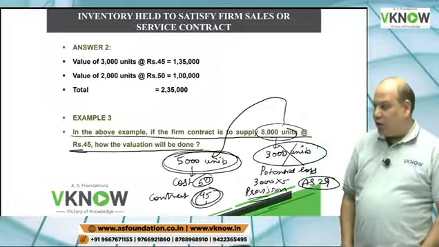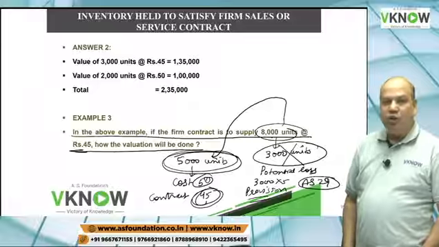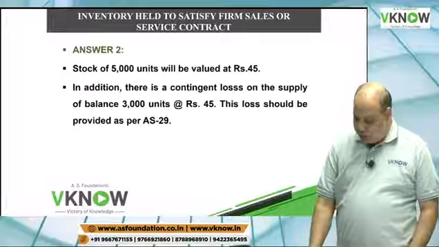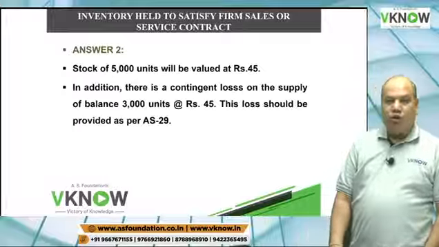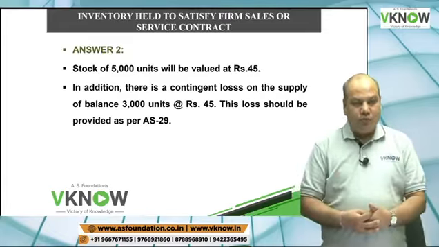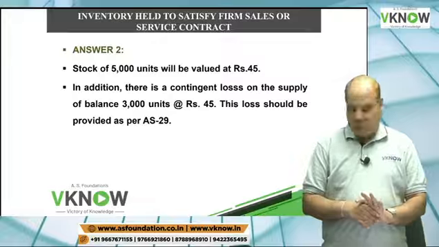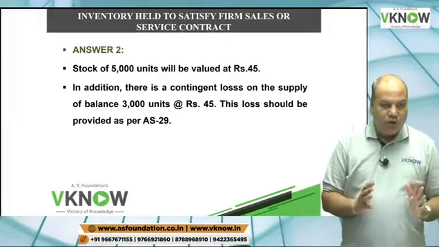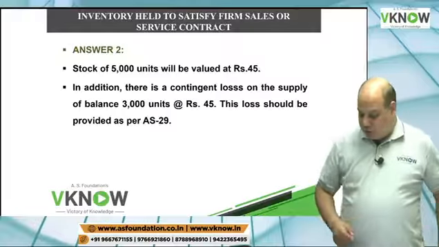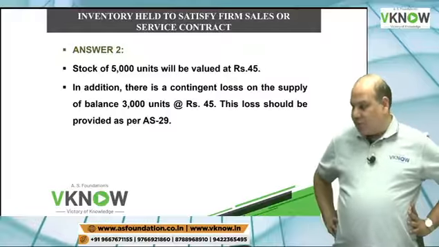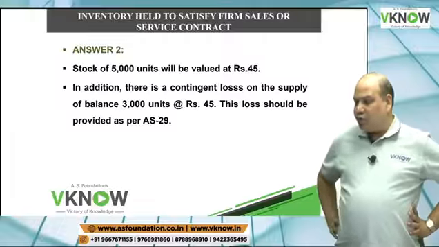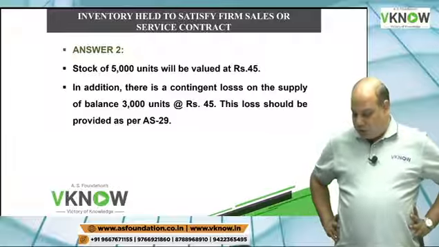So the answer is, inventory will be valued at 2,25,000, 5,000 into 45, but at the same time, this contract will result into a loss. So AS 29 applies, and AS 29 says you will have to create a provision for loss of rupees 15,000, 3,000 into 5 rupees potential loss.